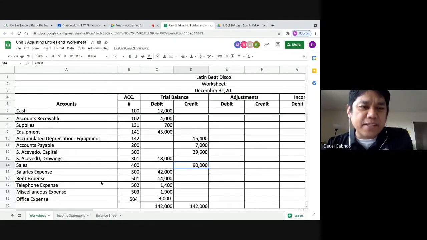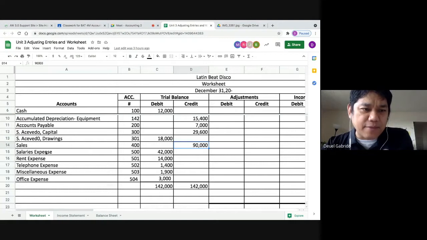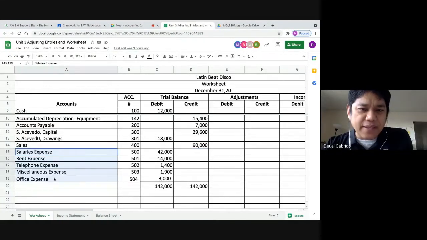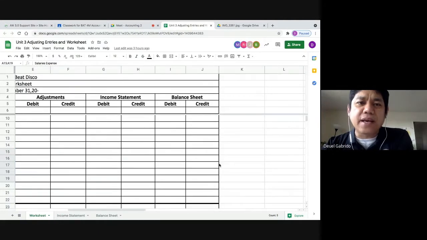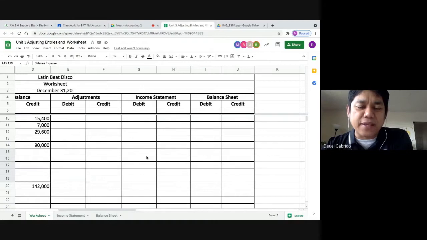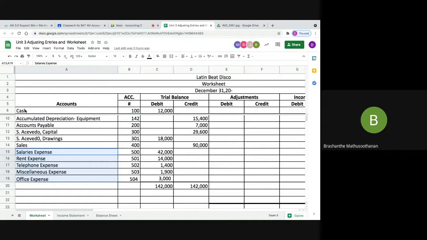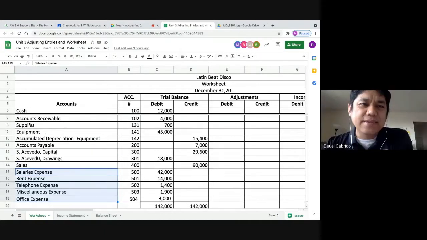And then the expenses, what do we have? We have salaries expense, office expense, right? Yes, these are the expenses. So those are the numbers that we copy, right? And we put in the income statement. What about in the balance sheet? What shall we put there? Assets, what else? Liabilities. And owner's equity, correct?